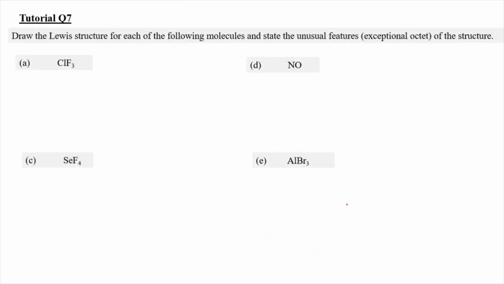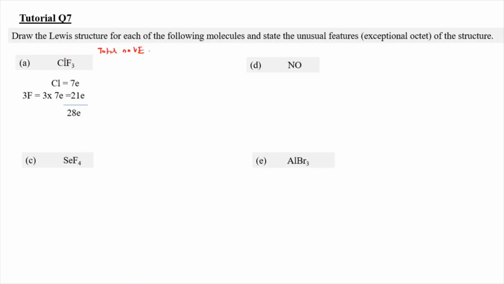Now for question 7, we need to draw the Lewis structure for each of the following molecules, and then we need to state the unusual features, for example, the exceptional octet to the structures. So for structure number 1, we have ClF3. For ClF3, the first thing we need to do is calculate the total number of valence electrons. So for Cl, we have 7 valence electrons. And then for fluorine, it's going to be 3 times 7, so you're going to get 21. So the total number of electrons that we're going to get is 28 electrons.